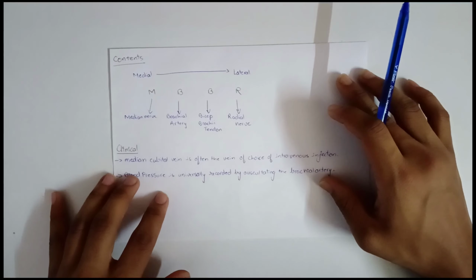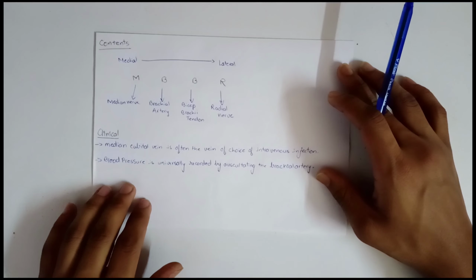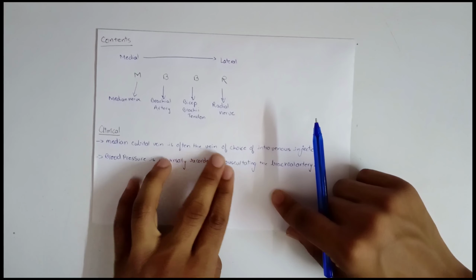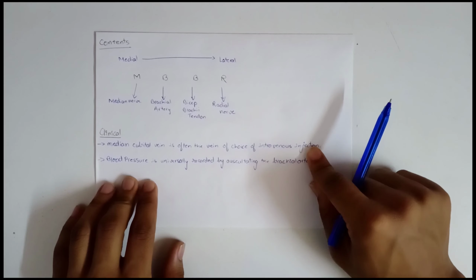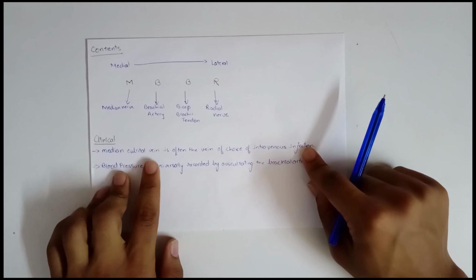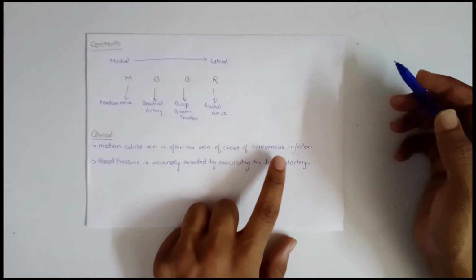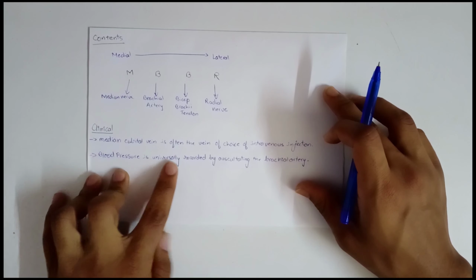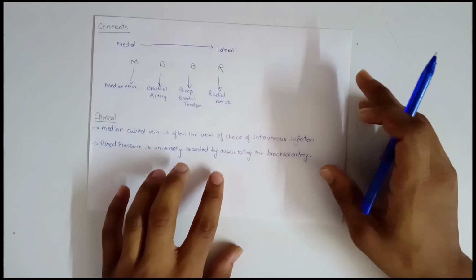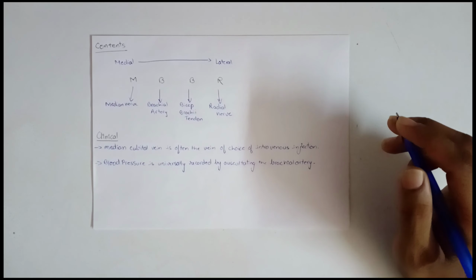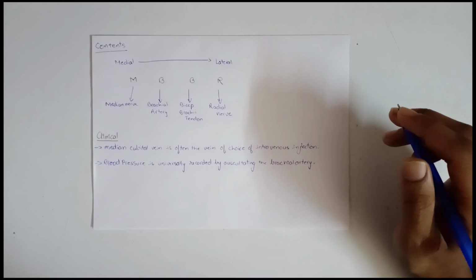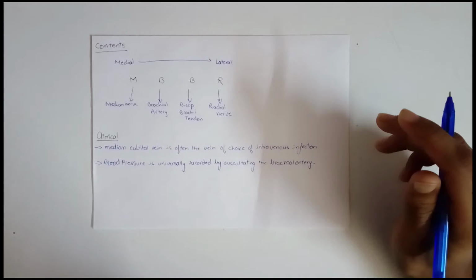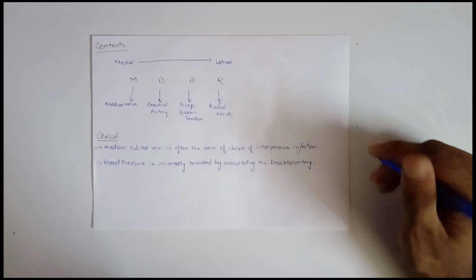In clinical anatomy, there is not much in this topic. Median cubital vein is often the vein of choice for intravenous injection. As I have told you earlier, we often give intravenous injection at this site. Blood pressure is universally recorded by auscultating the brachial artery. As you must have recorded blood pressure, there you have auscultated brachial artery in the procedure of taking blood pressure.